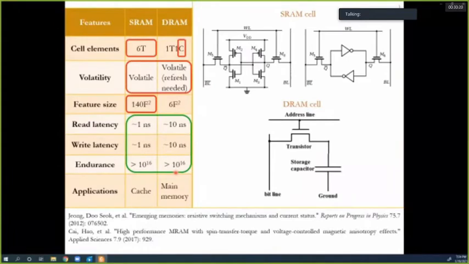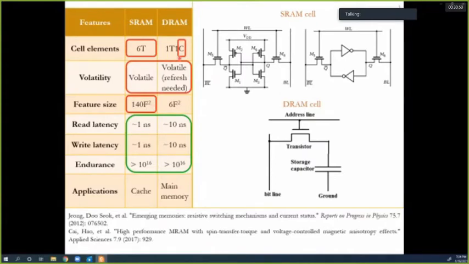Now we are also learning a few other disadvantages of these memory cells. For example, if we focus on the SRAM, we see that it has a very large feature size, which is 140 F square. If you look at this cell structure, you would see that there are 6 transistors in the SRAM cell, so that is very difficult to scale down. That is a big disadvantage for the SRAM cells.